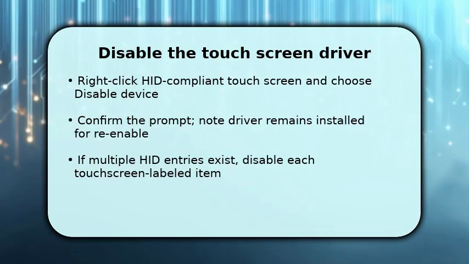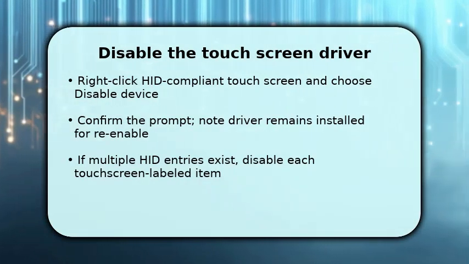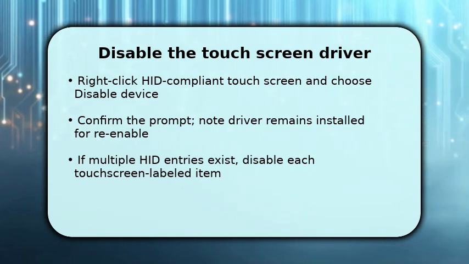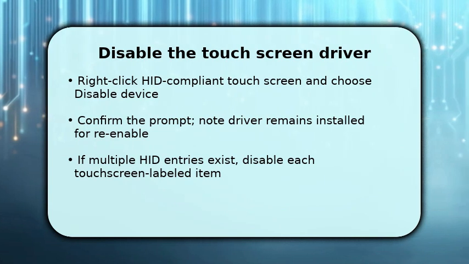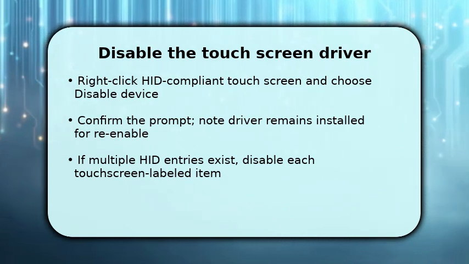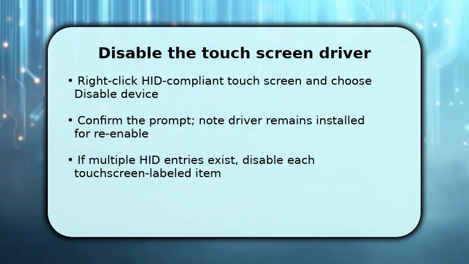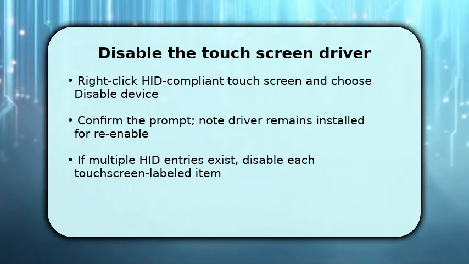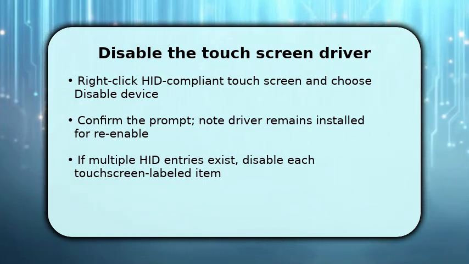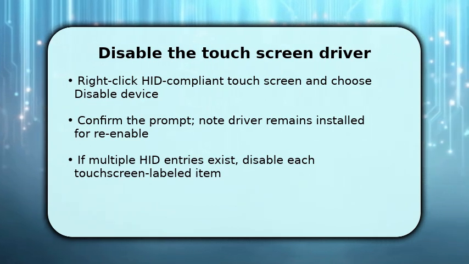You now disable the touch input. Right-click the HID-compliant touchscreen entry and choose Disable Device, then confirm when Windows asks. Make sure to check for multiple HID-compliant touchscreen entries and repeat. Some Surface models list more than one. Disabling stops touch input, but leaves the driver installed so you can restore it later.